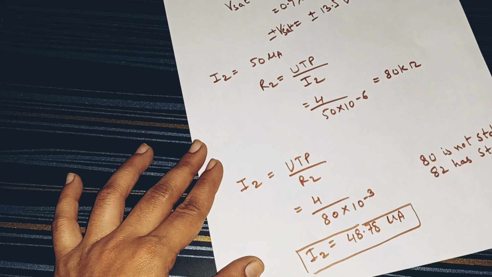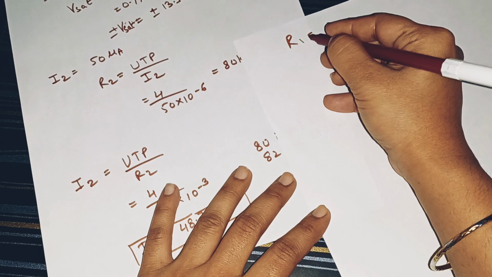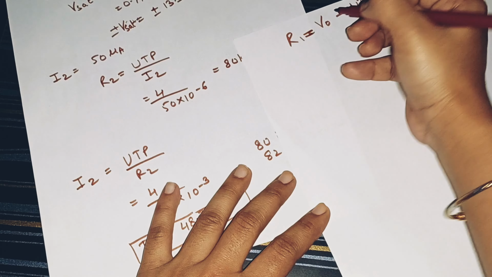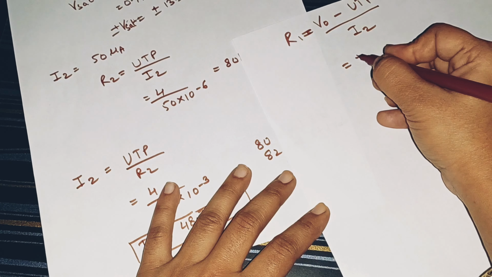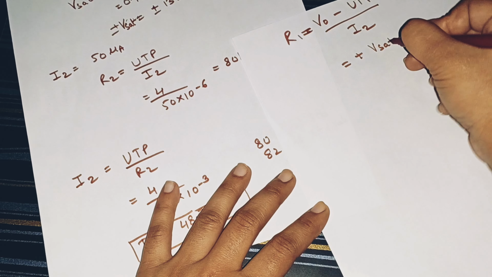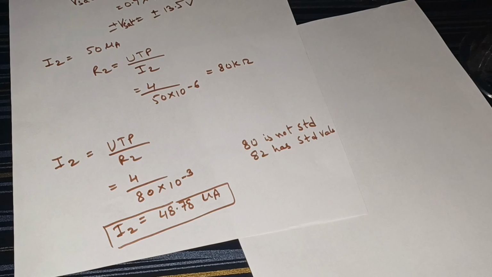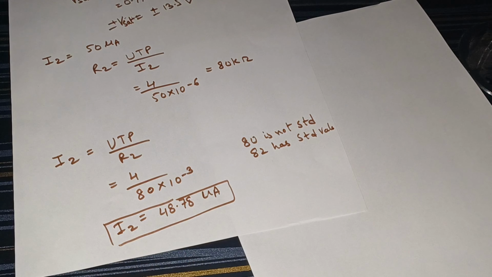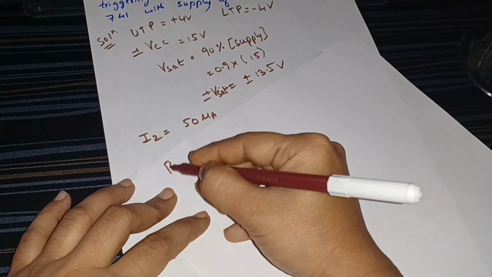Okay. Now we'll calculate the R1 value. So we know that R1 is nothing but our total output minus triggering voltage, whole divided by current flowing in that. So we can say plus VSAT minus UTP. So we have got our I2 value, which we have recalculated. It is 48.78. Now we can calculate our R1 value.